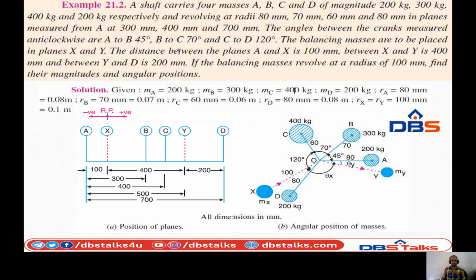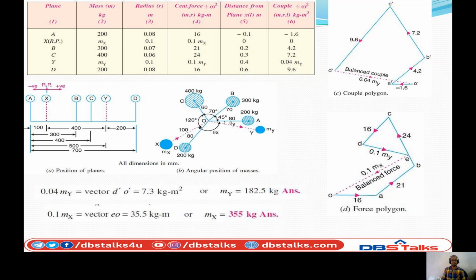So in the question, in the last line, see here, the balancing mass is revolving at a radius of 100 mm. So where are we going to put the balancing mass? That is plane X and Y only. For both X and Y we don't know the balancing mass yet, but the radius is given in the question itself. So 0.1 and 0.1.